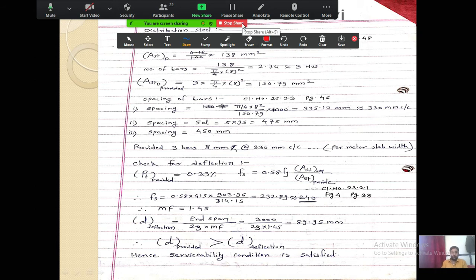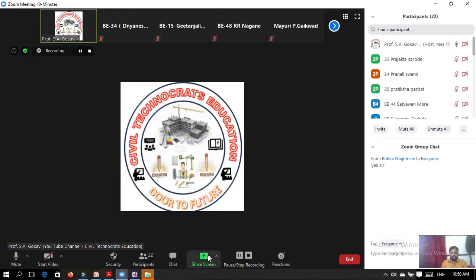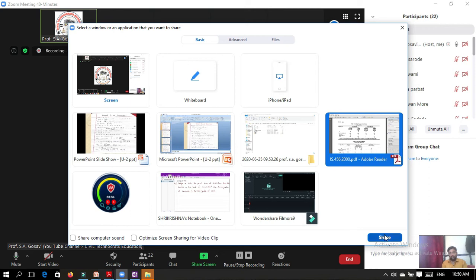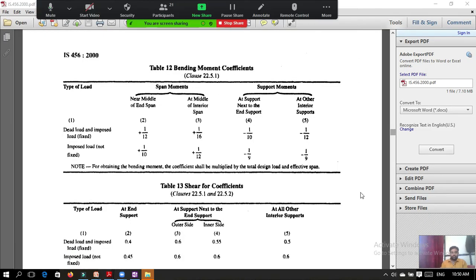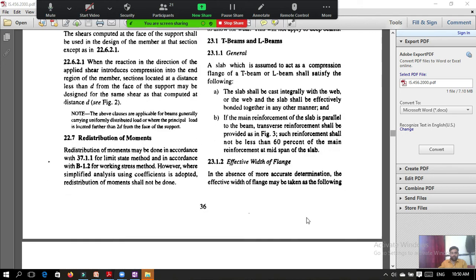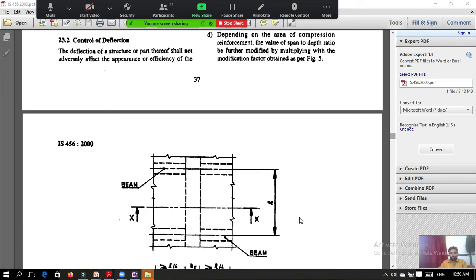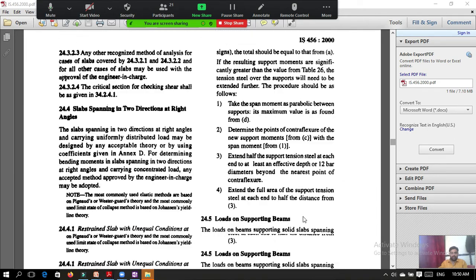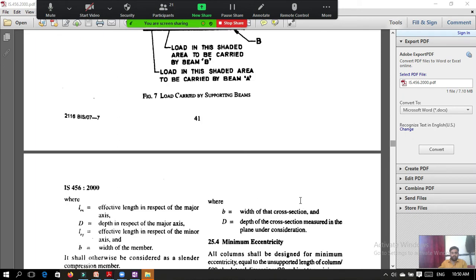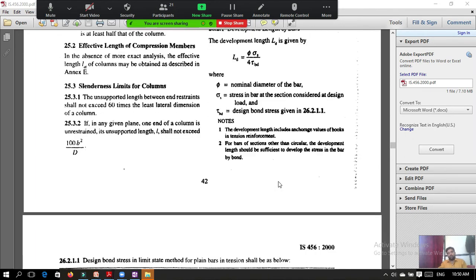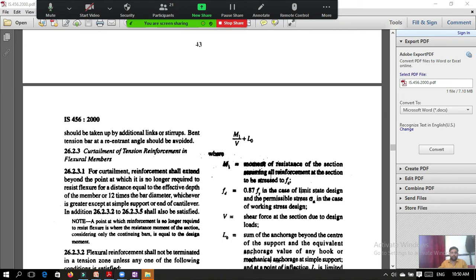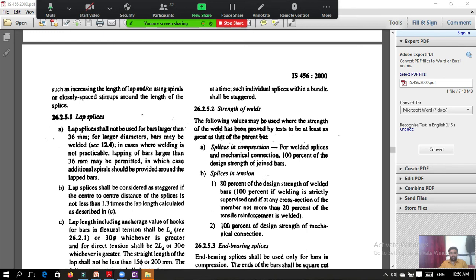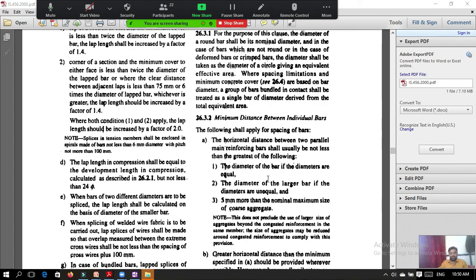So if we go to the IS code now and see the clauses, on page number 48 it is given. We will move to page number 46, I think, and see where it is exactly given. We will read that again so that it will also brush up your memory. The clause is given regarding the minimum reinforcement. What percentage of minimum reinforcement we should provide is given there.